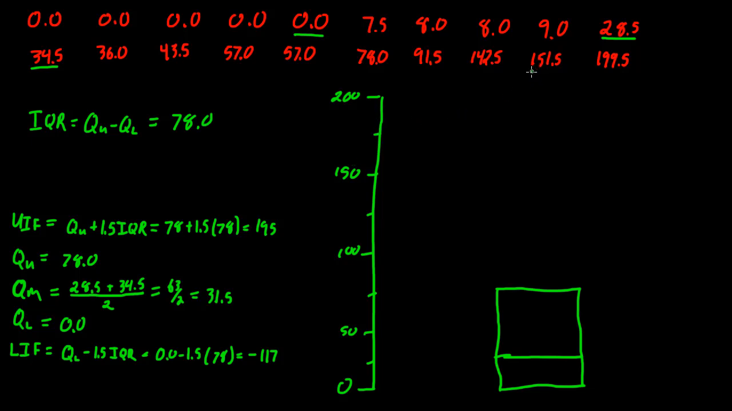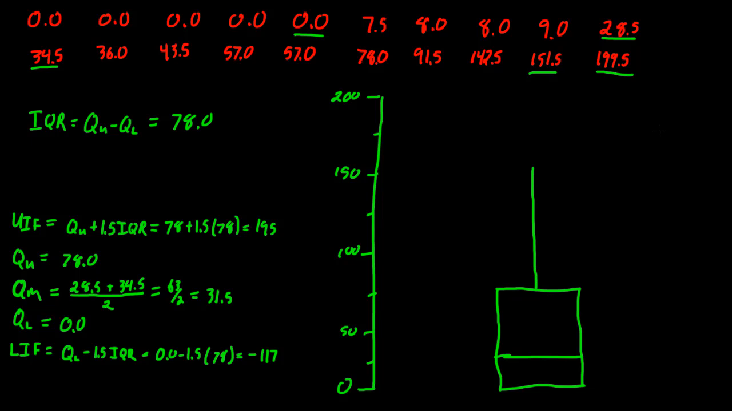We have this 151.5 and we have this 199.5. Since the 199.5 is outside of our inner fence, we're going to draw our vertical line up to this 151.5, which is now the most extreme data point inside our inner fence of 195. So we're going to find where 151.5 would be, which is somewhere around here. And we're going to draw a vertical line straight down into our box. So this is now the first whisker of our box.